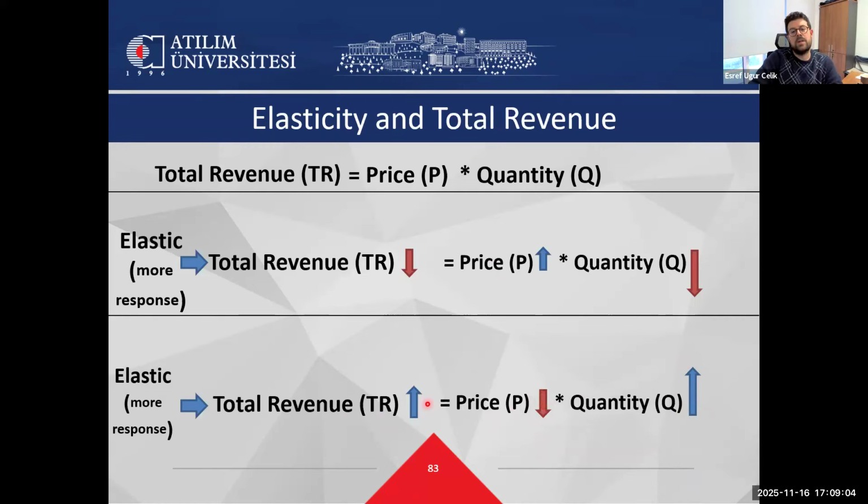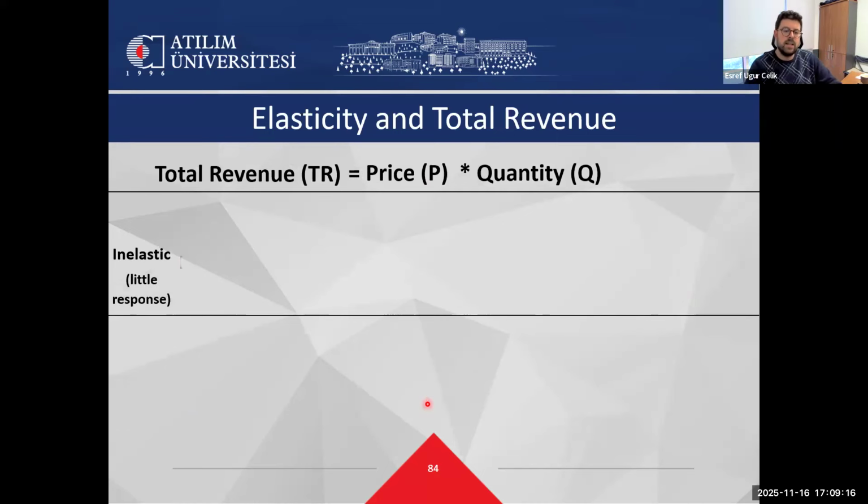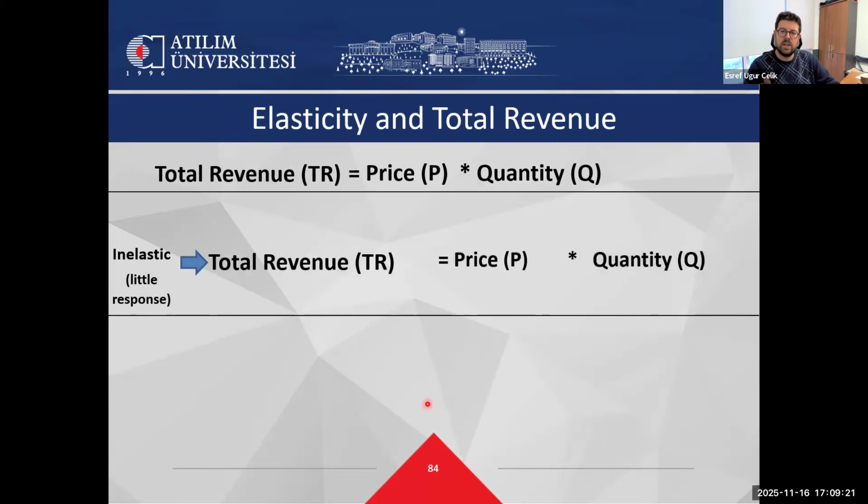But this does not always happen in real life. For inelastic goods, inelastic goods means that the competition level is low. So when you increase the price, the quantity demanded falls but by less, because for inelastic goods, people always need it, so they cannot mostly focus on the price level, like gasoline in Turkey.